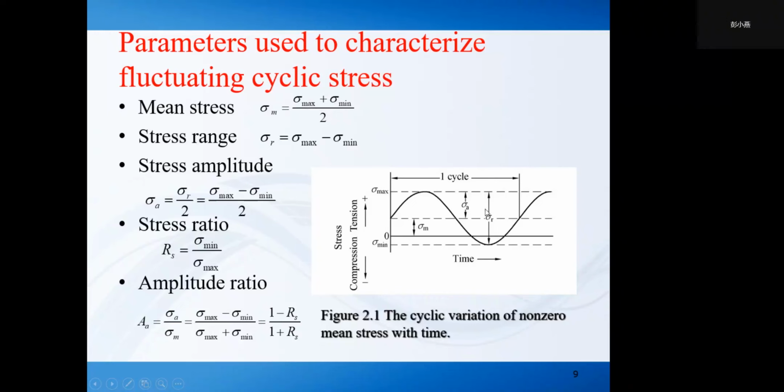This is the stress range, okay? And half of the stress range is the stress amplitude, sigma A. And stress ratio is the ratio of the minimum stress to the maximum stress. Okay.